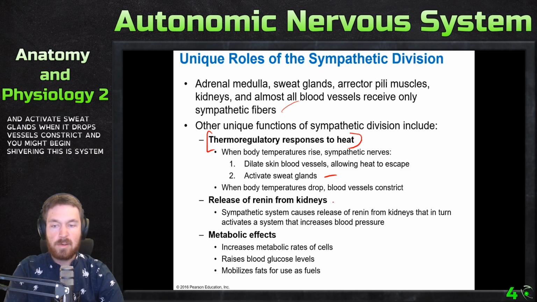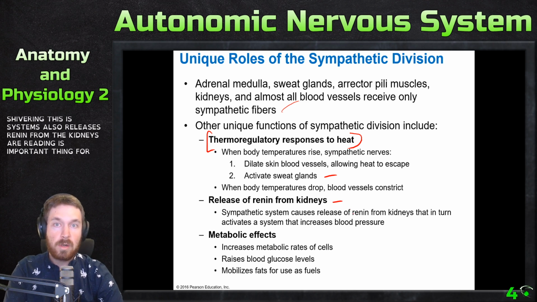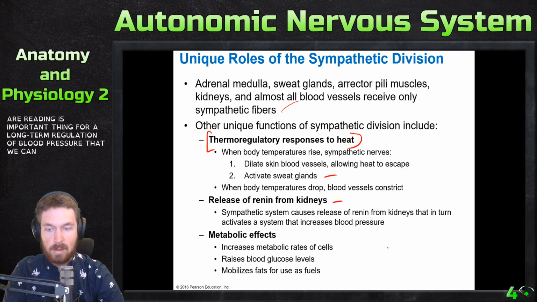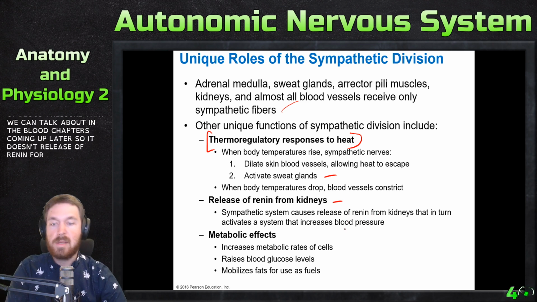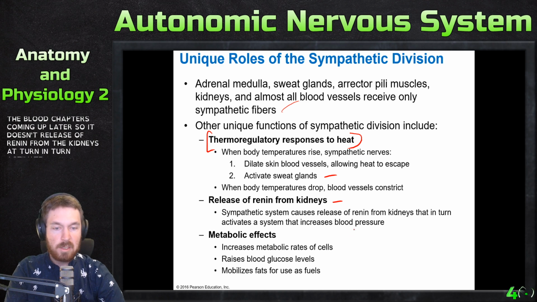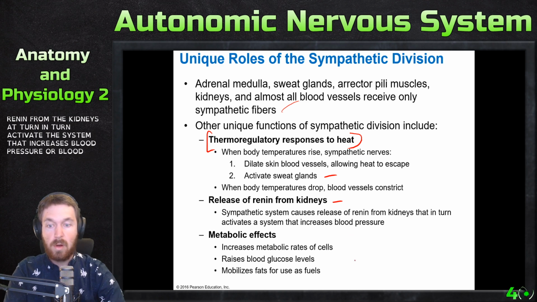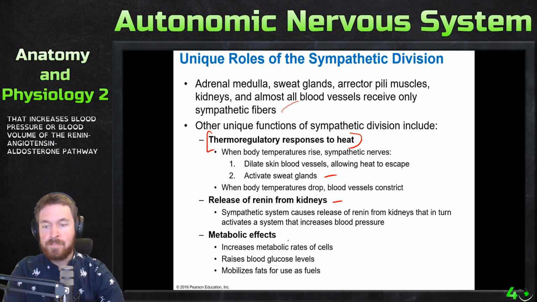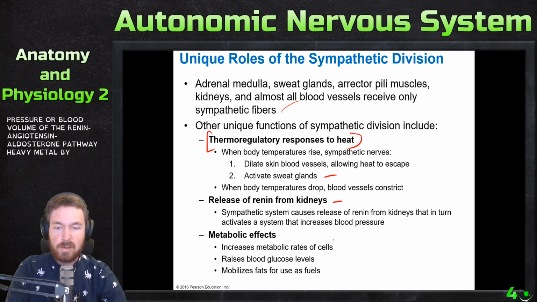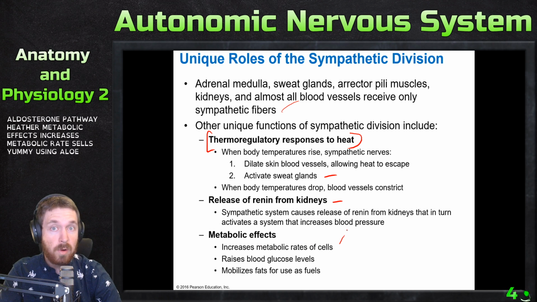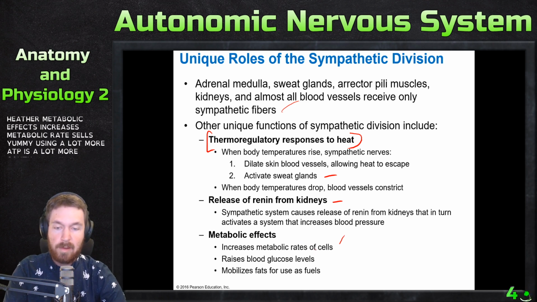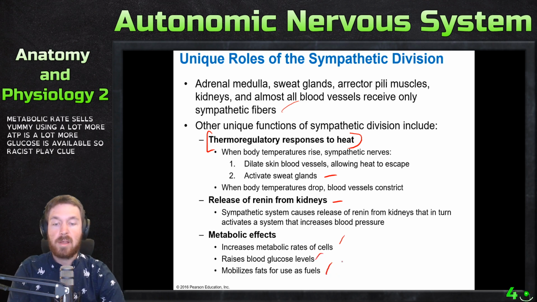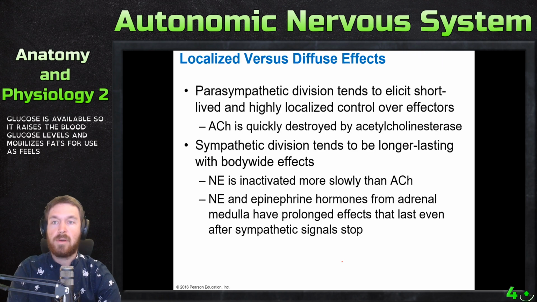This system also releases renin from the kidneys. Renin is an important thing for long-term regulation of blood pressure that we're going to talk about in the blood chapters coming up later. It causes the release of renin from the kidneys that in turn activates the system that increases blood pressure or blood volume. It's called the renin-angiotensin-aldosterone pathway. And then metabolic effects: it increases metabolic rates of cells. You're going to be using a lot more ATP, so a lot more glucose is needed. So it raises blood glucose levels and mobilizes fats for use as fuels.